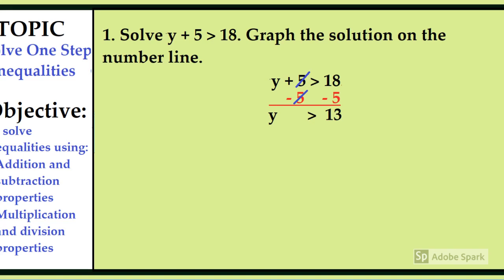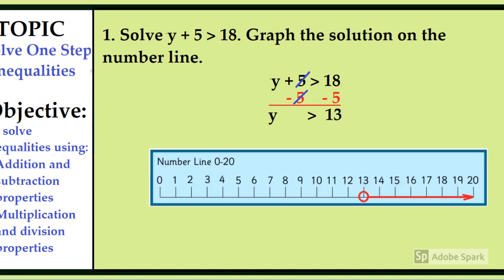How are we going to graph it now? We are going to locate 13 on the number line with an open dot. And again, look at the inequality symbol. It is pointing to the right. Therefore, the number line will go to the right. And all the numbers to the right of 13 are bigger than 13. So these are most probably the values of y.